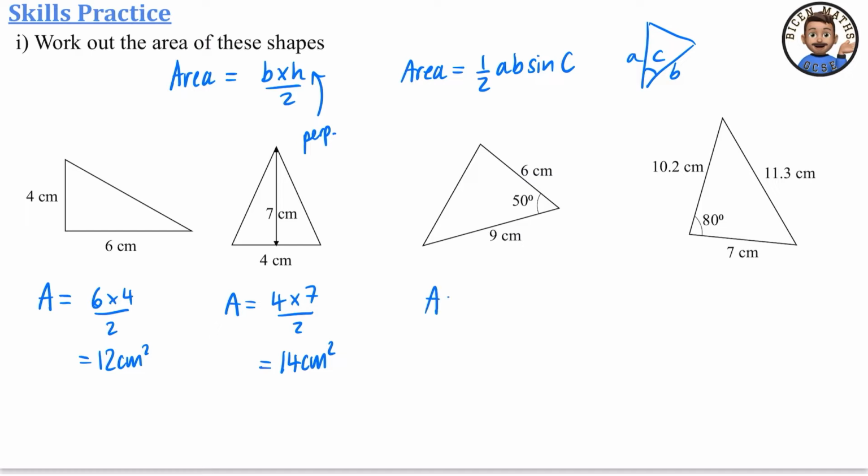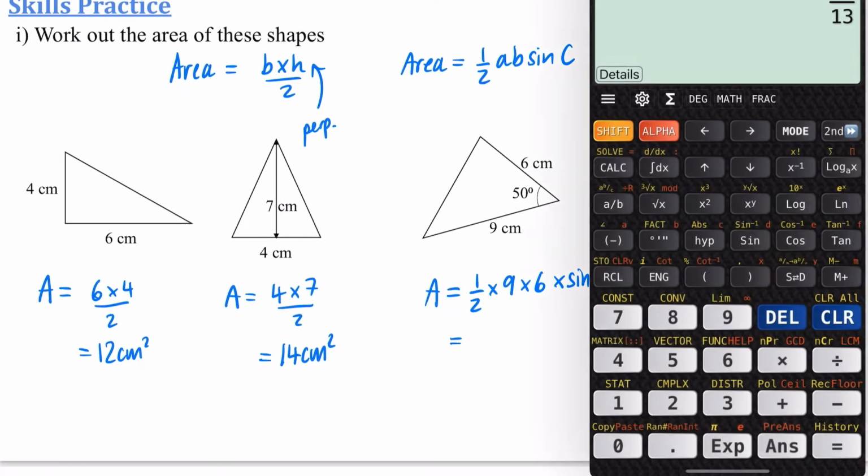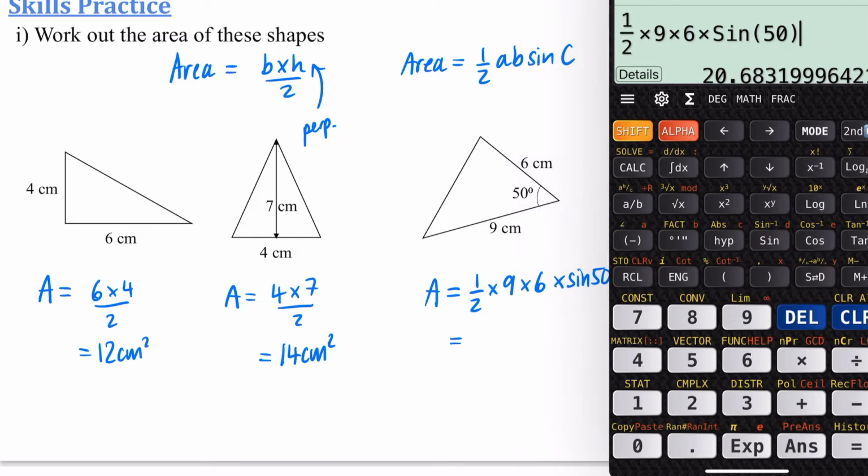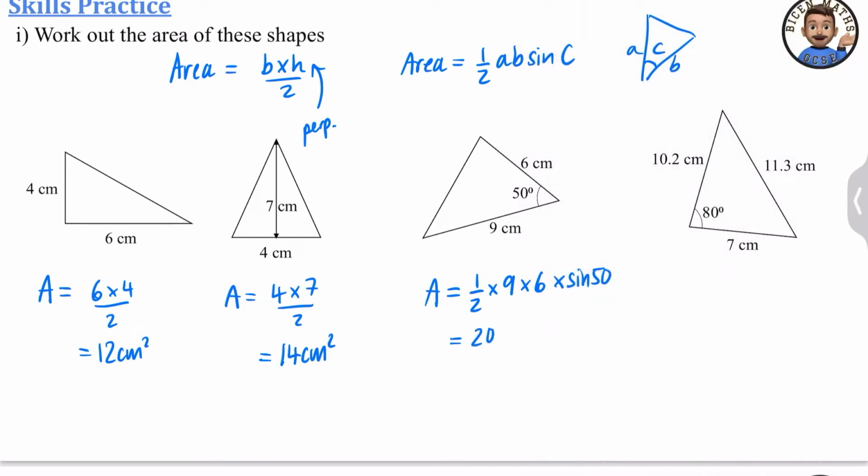So you're allowed to use a calculator for this. The area of this triangle is going to be a half multiplied by, it doesn't matter which one is A and which one is B, but we're going to multiply by the sine of the angle in between, which is sine of 50 degrees. And I'm just going to put that on my calculator. So I'm going to do a half multiplied by 9, multiplied by 6, multiplied by the sine of 50, and we get that the answer is 20.7 to 1 decimal place, 20.7 centimeters squared.